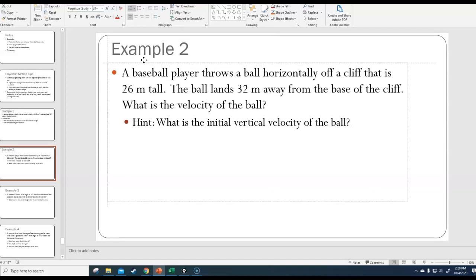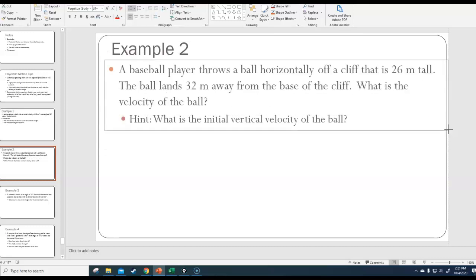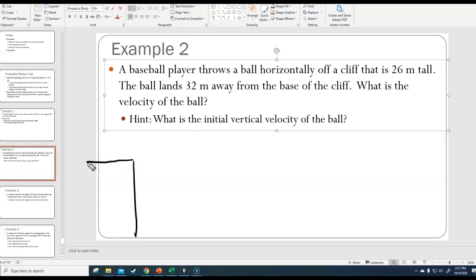It says a baseball player throws a ball horizontally off a cliff that's 26 meters tall. The ball lands 32 meters away from the base of the cliff. What is the velocity of the ball? Okay, so step 1, draw a picture. If you took good notes when I literally laid out the steps for you to do for projectile motion problems, then you know that step 1 is draw a picture.